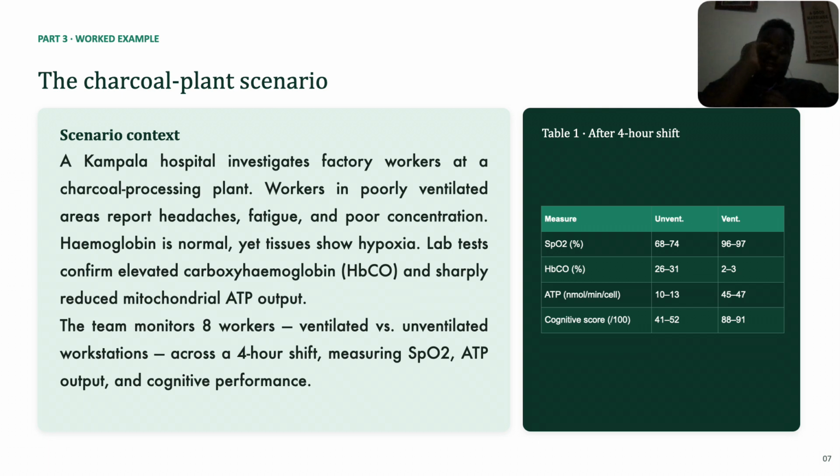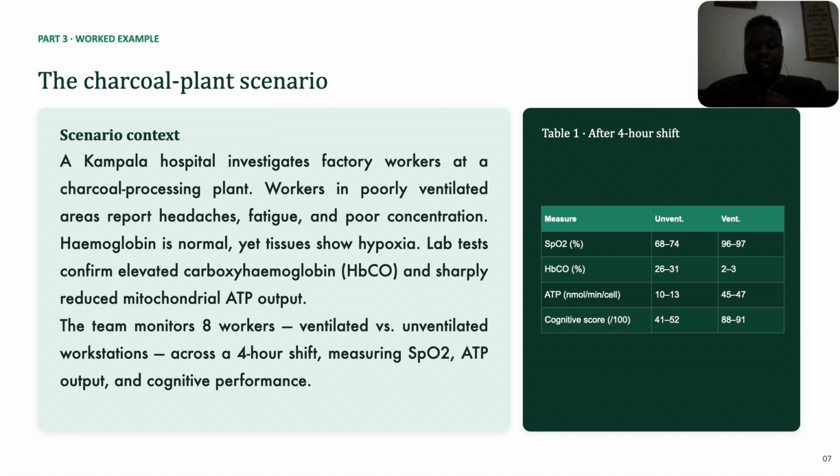Probably. They are saying that the team monitors 8 workers, those that are ventilated and those that are unventilated. Do you see the baseline? The baseline is that some people are ventilated and some people are unventilated. So the ventilated people in this case are people who have it normal. When you look at this data here, we have 67 to 74, which are individuals who are ventilated. That is their oxygen partial pressures. For the people who are unventilated, the oxygen partial pressures are high, but the ventilated oxygen partial pressures are higher.